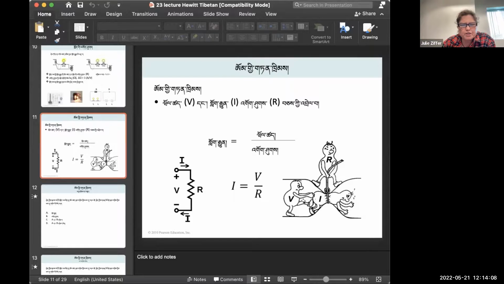The voltage does the pushing to try and send the current through the wire, and the resistance tries to slow that down.